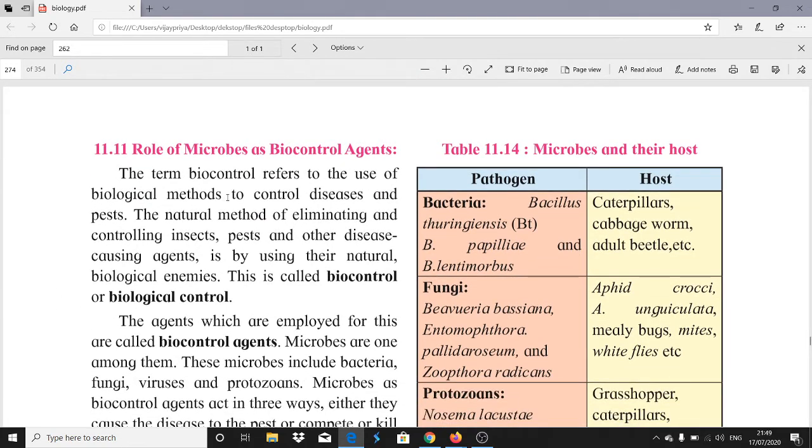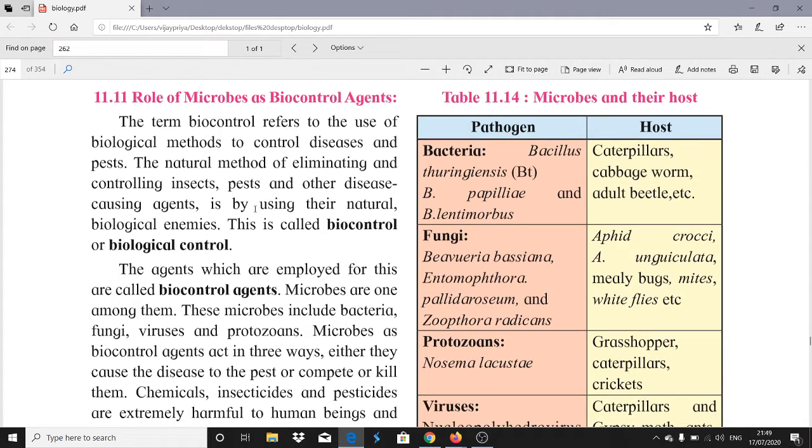Now, role of microbes as biocontrol agents. What you have to remember from this lesson is a number of very short answer questions and MCQs, and for that, the names of microorganisms are very important. Even if the weightage of this lesson is very less, the names and the details used in this lesson are very important. So don't miss that part.